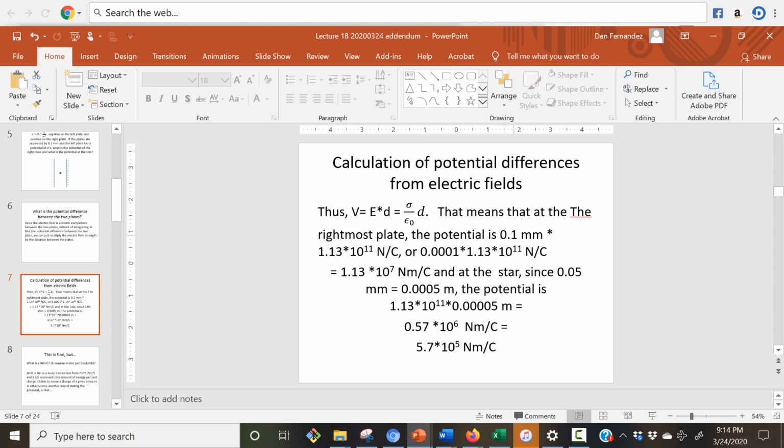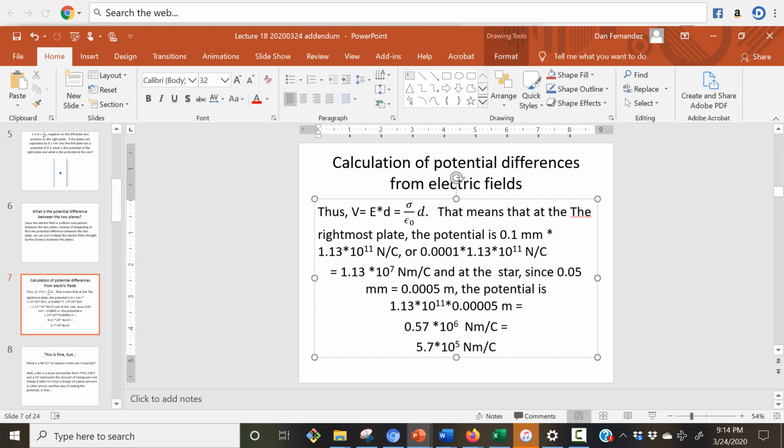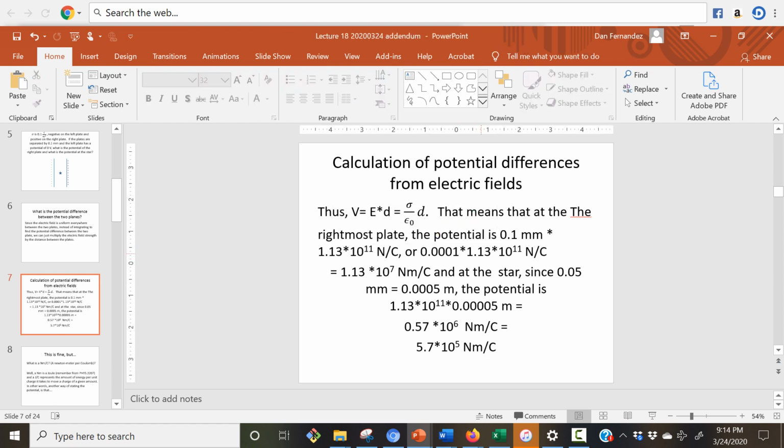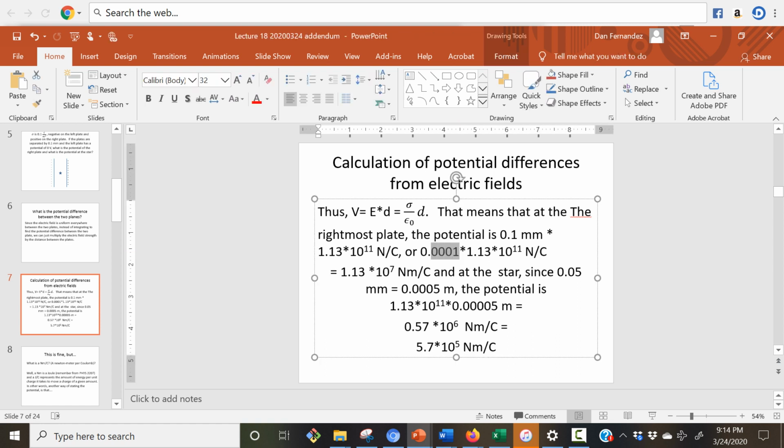So if I'm 0.1 millimeter away from the negative plane, that's actually at the positive plane of charge. I take the electric field strength that we calculated, which is the 1.13 times 10 to the 11th newtons per coulomb, and I multiply that times the separation, the D, which is 1/10 of a millimeter, which is 0.0001 meters. Always convert it to meters. Then I get my answer of 1.13 times 10 to the 7th Newton meters per coulomb. And I'll talk about that unit in a moment.